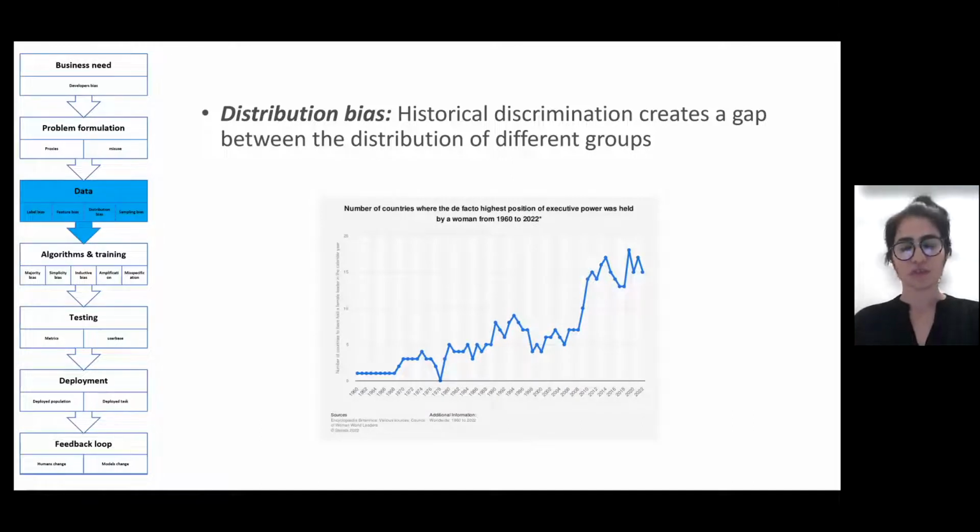Another example, of course, this is not specific to the US. You can see the number of countries where the highest position is held by women. As you can see, it starts from almost 0. It's increasing, but the trend has not stopped yet.